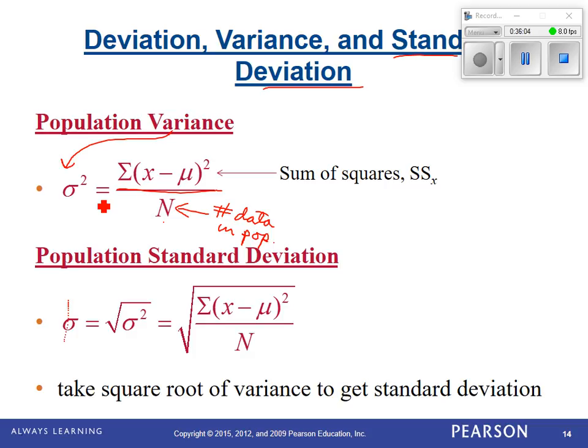Population variance, population standard deviation. Population variance is sigma squared. Population standard deviation is just sigma. Variance, sigma squared. Standard deviation, sigma.